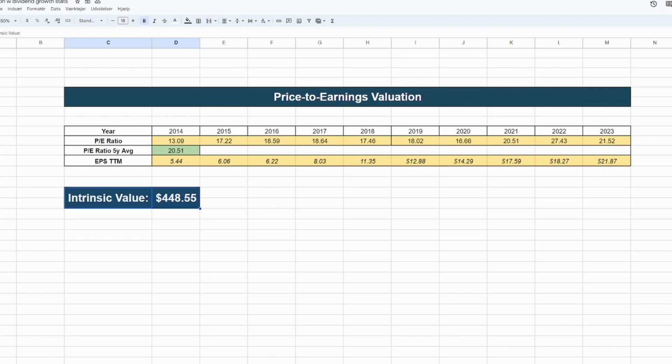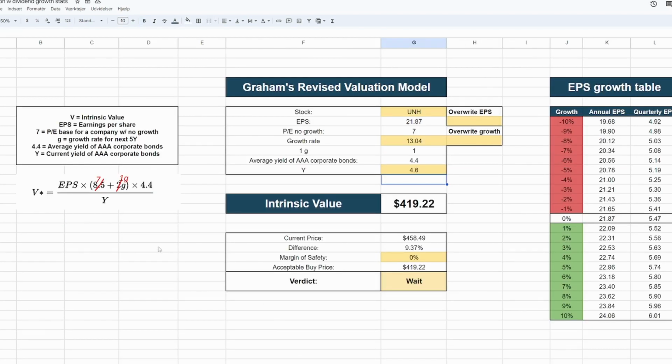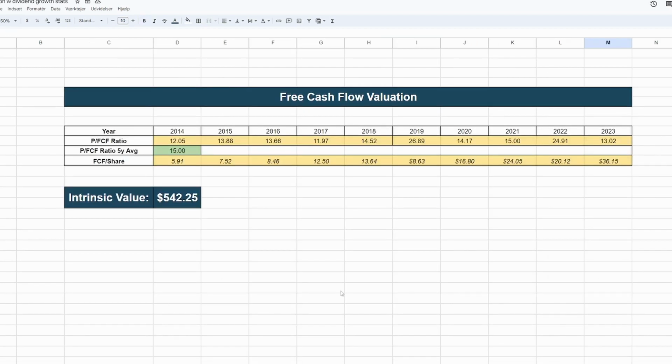and that arrives at $448. The next one is Graham's revised valuation model, where we take the EPS of the company, the PE of a no-growth company, a growth rate for UNH into the future, the average yield of AAA corporate bonds, and the current yield of AAA corporate bonds. We then combine all that together using the formula over here on the left to arrive at an intrinsic value of $419.